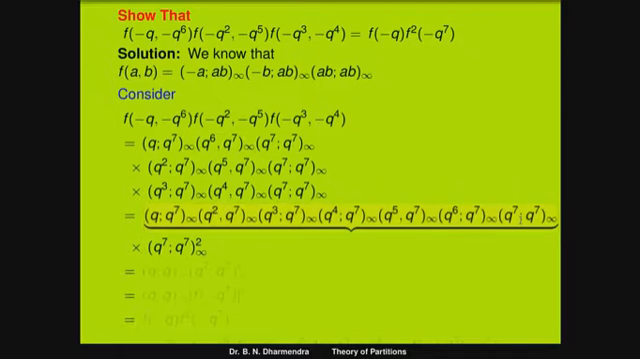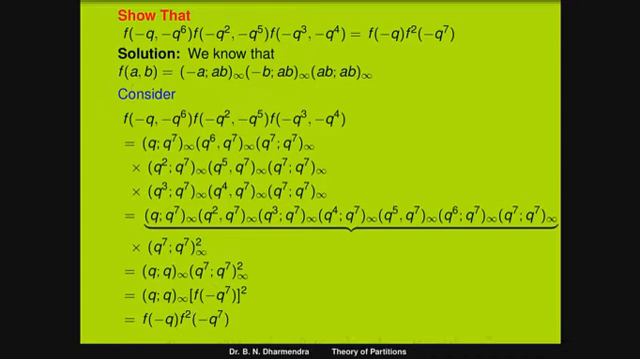So therefore, that is (q;q)∞ into (q^7;q^7)∞ whole square. This is the definition of f(-q). So the term is f(-q^7). It can be rewritten as (q;q)∞ into (q^7;q^7)∞ whole square, that is f(-q) into f^2(-q^7).